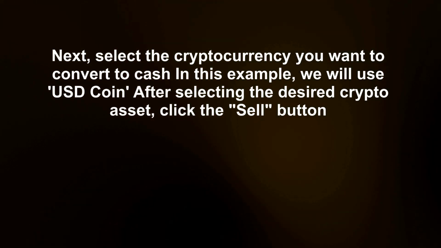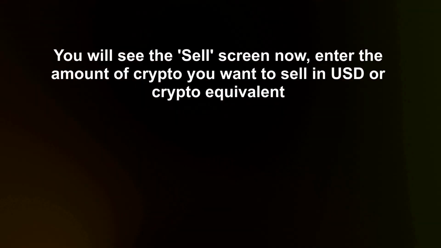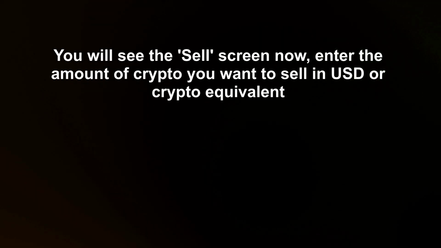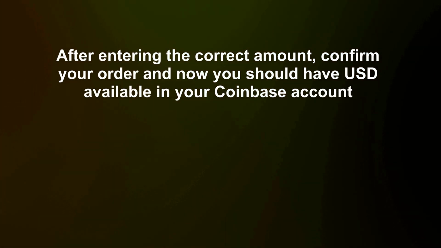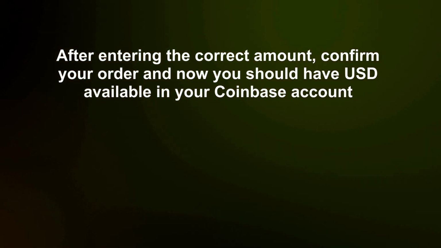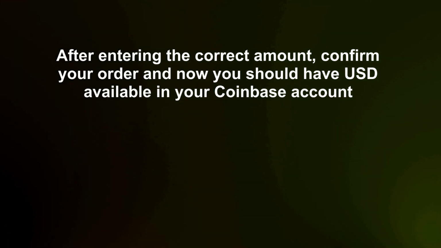After selecting the desired crypto asset, click the Sell button. You will see the sell screen now. Enter the amount of crypto you want to sell in USD or crypto equivalent. After entering the correct amount, confirm your order, and now you should have USD available in your Coinbase account.